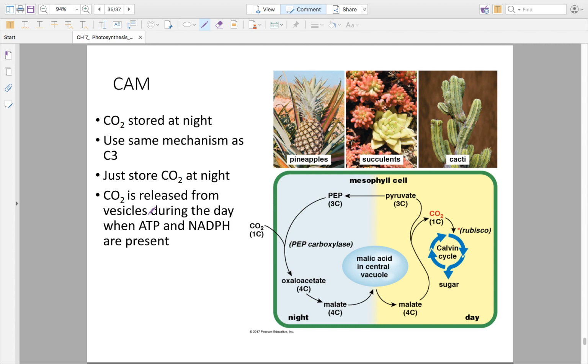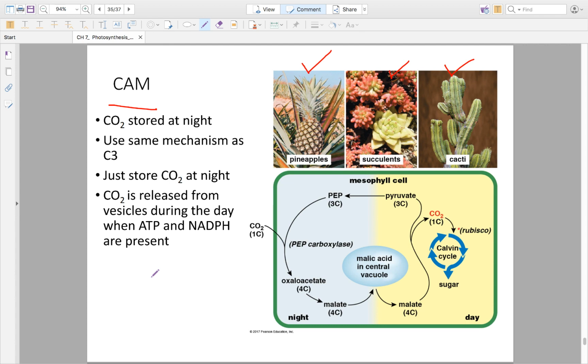All right, so now we have these other types of plants that are a little different. These are our CAM plants, C-A-M, CAM. These are things like pineapples, succulents, cacti. How do they survive that heat? Because they are brilliant. CAM plants have evolved to store CO2 at night. So in the daytime, they close their stomata because it's hot and they don't want to lose their water.